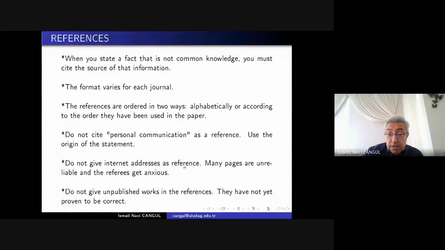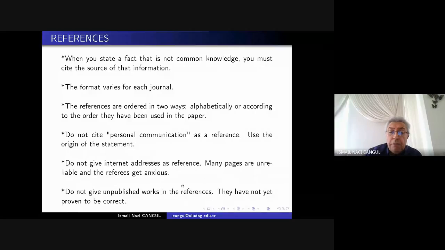Internet addresses are another problem. Many internet pages nowadays have wrong or incomplete information. So even very famous web pages on the internet are not reliable sometimes. They say it themselves. So do not give internet addresses as references.